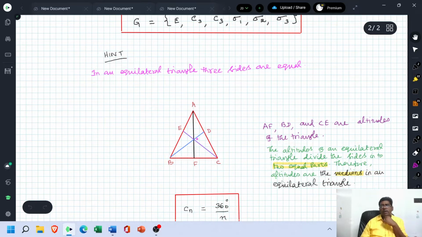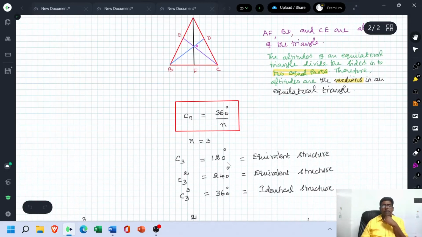Therefore, altitudes are the medians. This is a formula specifying angle of rotation. C suffix n is equal to 360 degrees by n. Here n stands for order of symmetry. Suppose n is equal to 3. The angle of rotation is 120 degrees. If you provide 120 degree rotation to this triangle, we can get an equivalent triangle, equivalent structure.